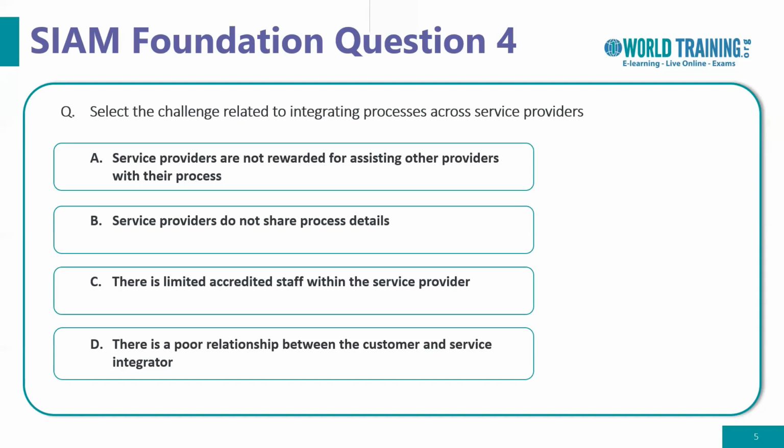Let's look at service providers are not rewarded for assisting other providers with their processes. Not rewarding is understood: if I am doing something and the other service provider is doing something, and I have a certain type of process, the other provider also has a specific type of process. Of course, when they work together, there is nothing called a reward, right? It is expected that they are supposed to share each other's process.